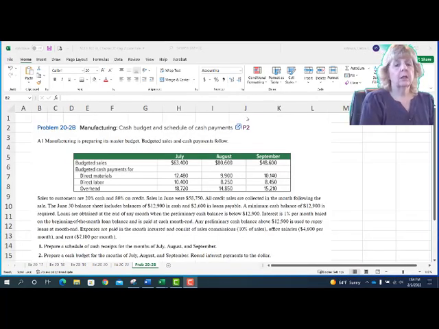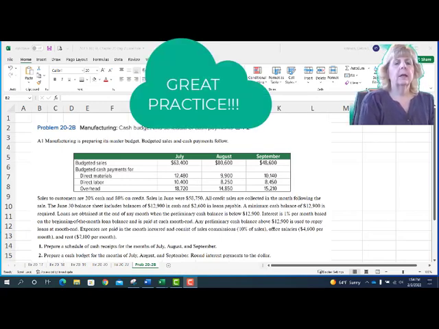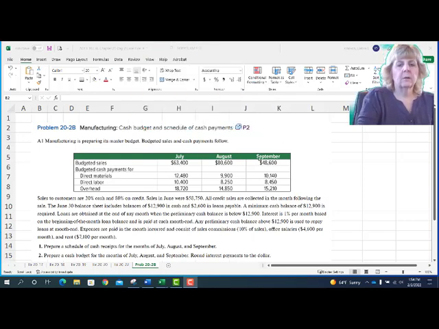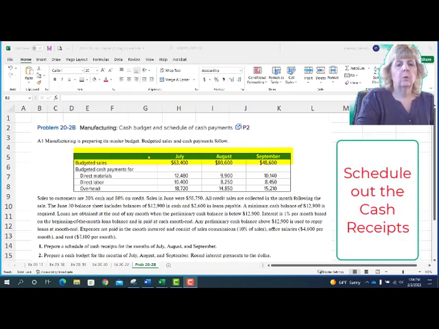This last question is probably the toughest one that we'll do in this chapter. Take it apart piece by piece and let's develop a plan of attack. So it's a manufacturing company. They're preparing their master budget. Budgeted sales and cash payments follow. So the budgeted sales, one of the tougher parts is developing the schedule of cash receipts, which is the first requirement in this problem. So take a look at how their cash comes in, and that would be the thing I would start off with first.